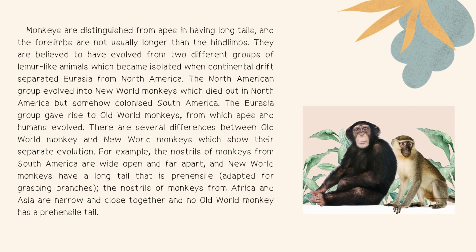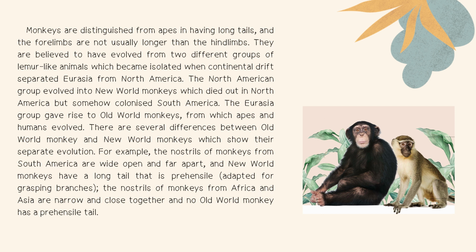Monkeys are distinguished from apes in having long tails, and the forelimbs are not usually longer than the hind limbs. They are believed to have evolved from two different groups of lemur-like animals, which became isolated when continental drift separated Eurasia from North America. The North American group evolved into New World monkeys, which died out in North America but somehow colonized South America. The Eurasia group gave rise to Old World monkeys, from which apes and humans evolved.